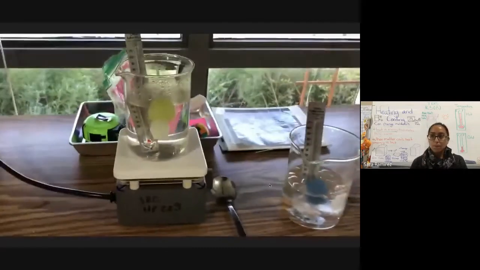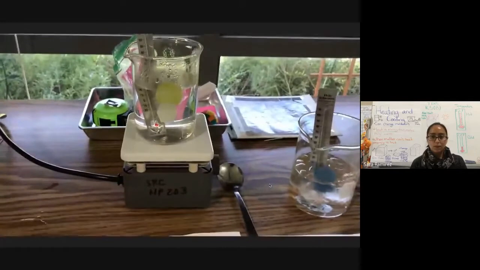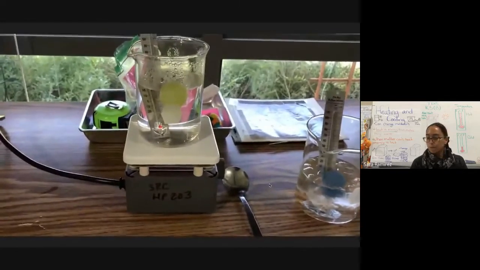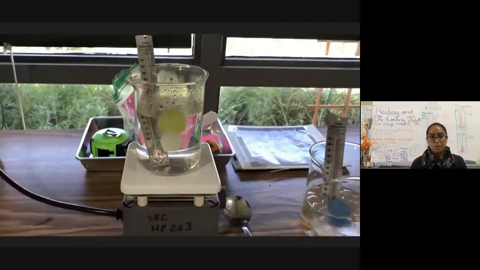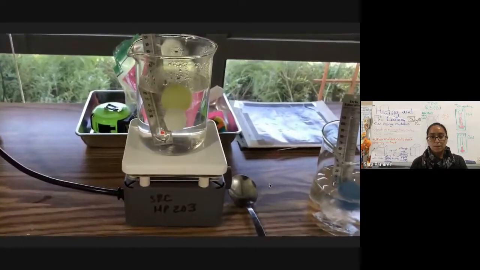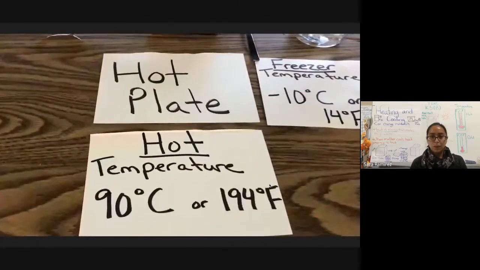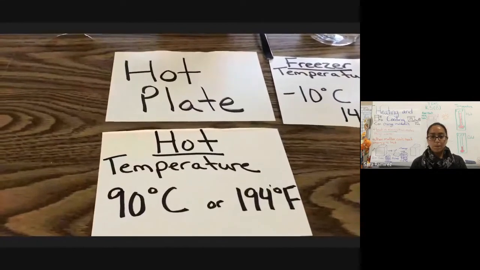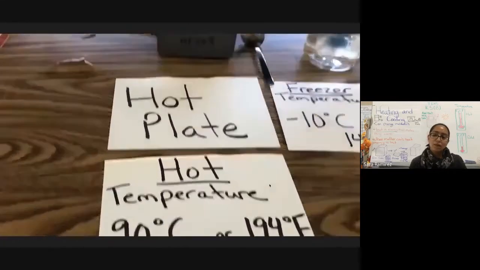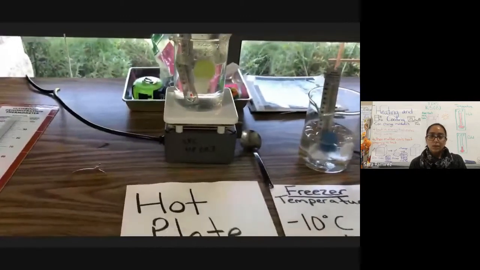Here we have a hot plate. A hot plate is kind of like a little mini stove top. It is heating the water inside this beaker and also the ball, which is floating in the beaker. The temperature right now in that water is about 90 degrees Celsius or 194 degrees Fahrenheit. So that's going to be our hot bounce ball.